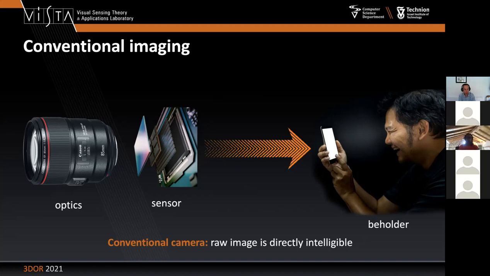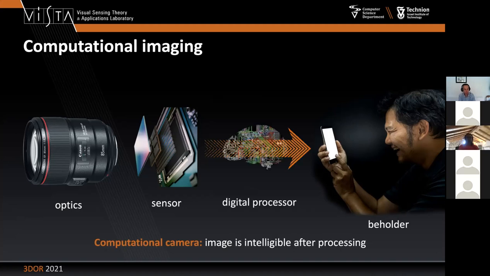However, once the image has been converted to the digital domain, we have at our disposition today very powerful processors that can work on and process digital images. So we can put some amount of digital processing here, and instead of sending the picture directly to the beholder, process it digitally. Unlike regular cameras that just show what the sensor sees, we can start talking about computational cameras, where the image becomes intelligible after some amount of digital processing.